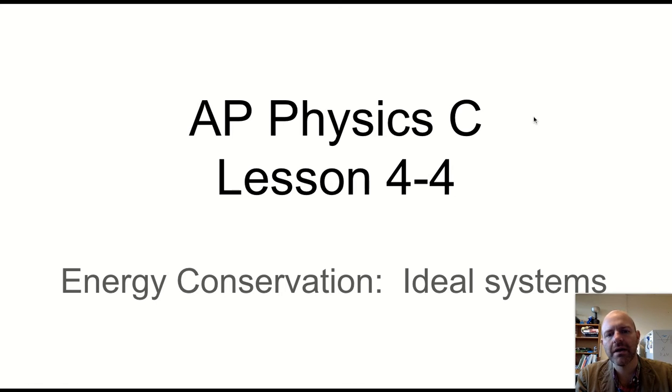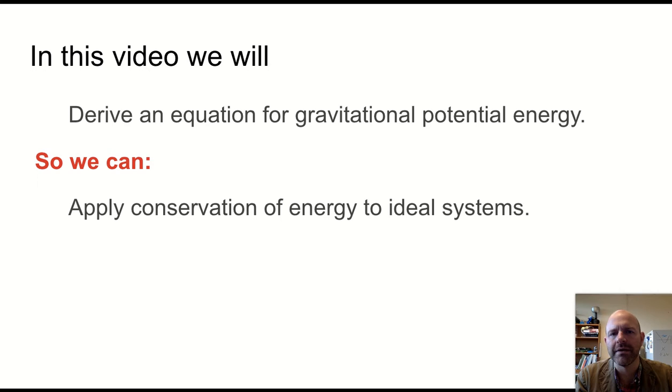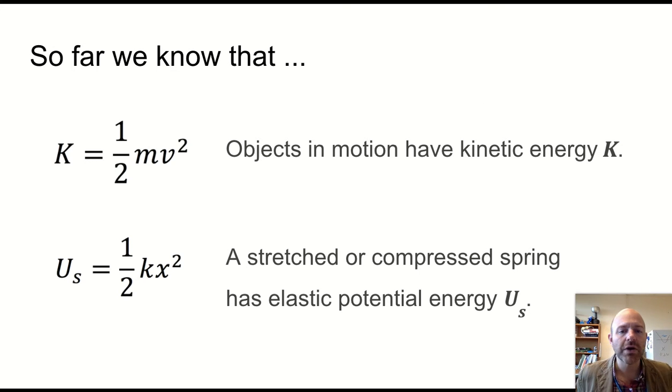In this video, we're looking at conservation of energy for what we call ideal systems. More on that in a moment. We want to figure out a formula for gravitational potential energy and then use that in our conservation relationships. We already know how to talk about kinetic energy. Motion causes objects to have this, and so we've got a formula for that.